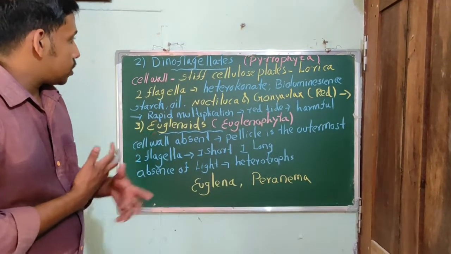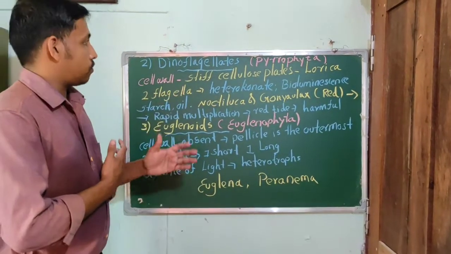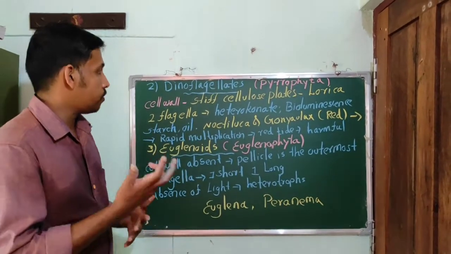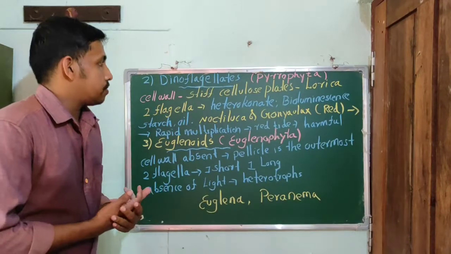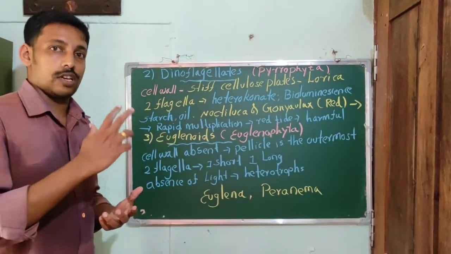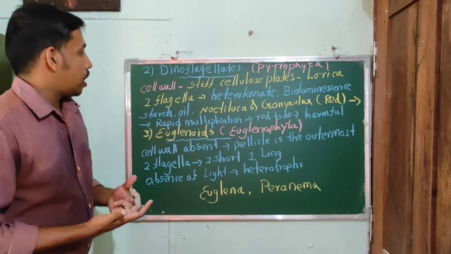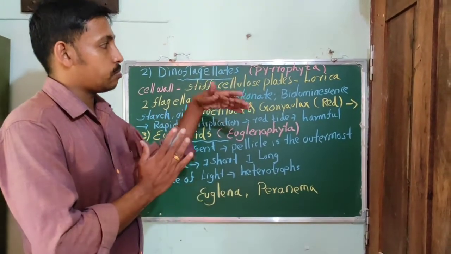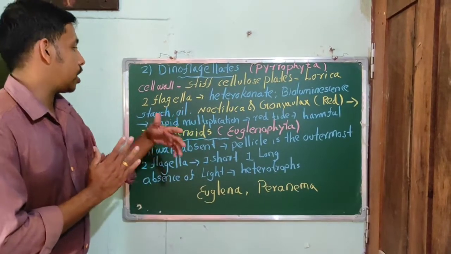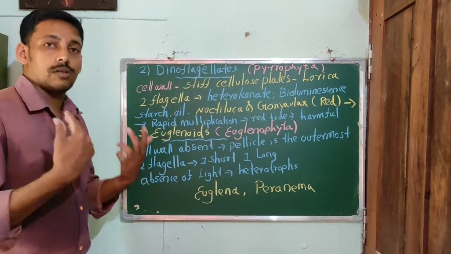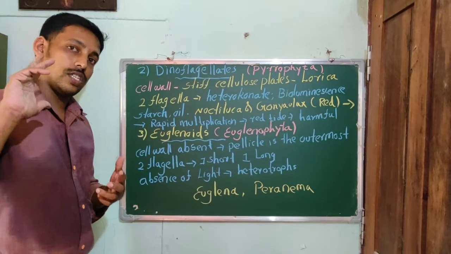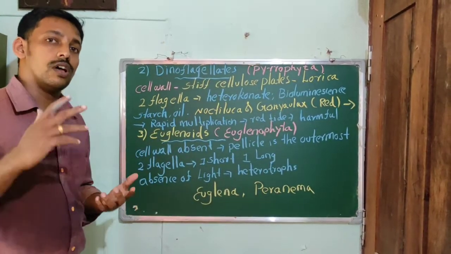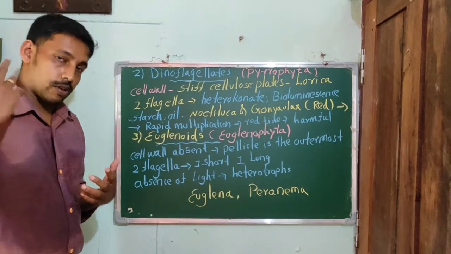So these are the main characters of dinoflagellates or Pyrophyta. They have a cell wall with stiff cellulose plates, known as lorica or theca, and they have two flagella. The condition is known as heteroconate. They show bioluminescence. In the case of red dinoflagellates, they undergo rapid multiplication and the sea may appear red. That is known as red tide. It is harmful to other marine organisms.